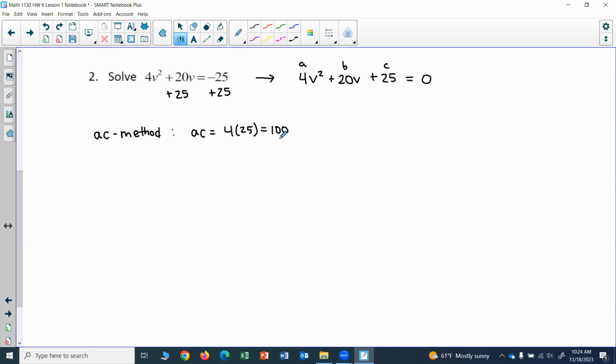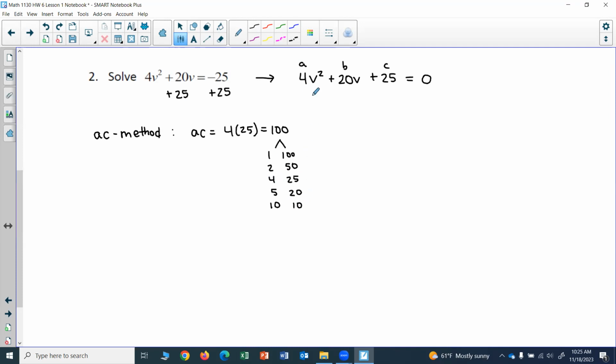So I want two factors of 100 that add up to be the B coefficient. So I'm going to go ahead and think of some factors here. I could, of course, do 1 and 100. I could do 2 and 50. I could do 4 and 25. 5 times 20. I could do 10 times 10. And those are all the factors of 100.